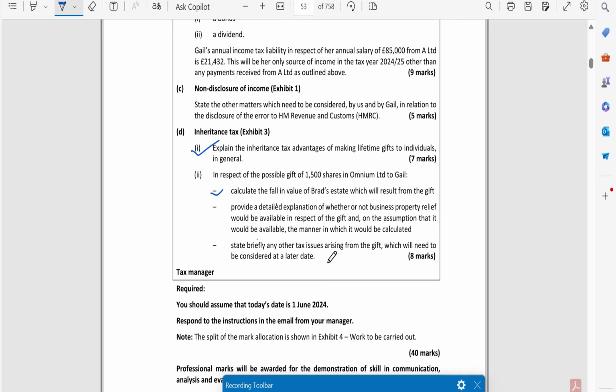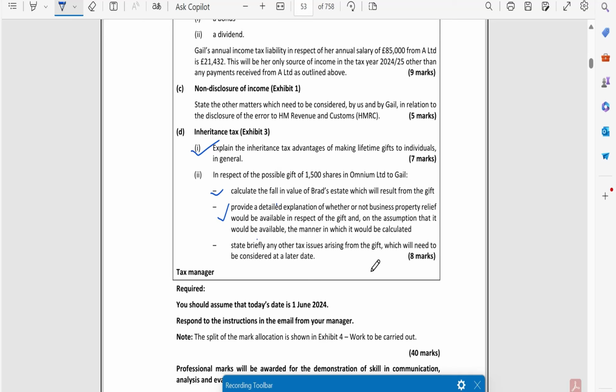Suppose you are satisfied for the BPR relief, even then what you have to do is hold these shares till the date of death of the donee. If you have sold them before that, you must invest those amounts into another qualifying transaction in order to keep the BPR relief maintained, right? Otherwise BPR will be withdrawn and you have to pay IHT. For this part you have to discuss all these points.